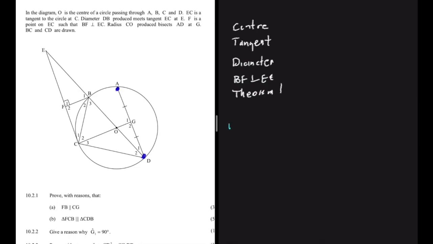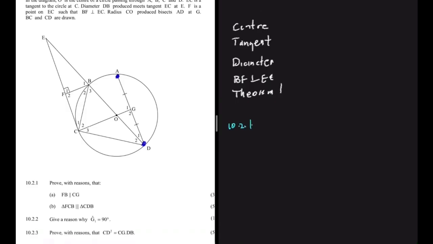So we have 10.2.1 as the first question. The first question is saying, let's prove given reasons that this line FB is parallel to line CG. FB is right here. Let's see if the first keyword, center, can help us in any way. I cannot see a direct way in which the center would help us.